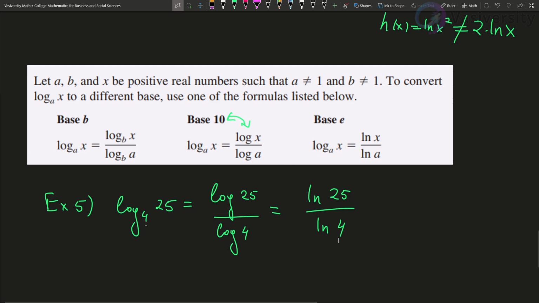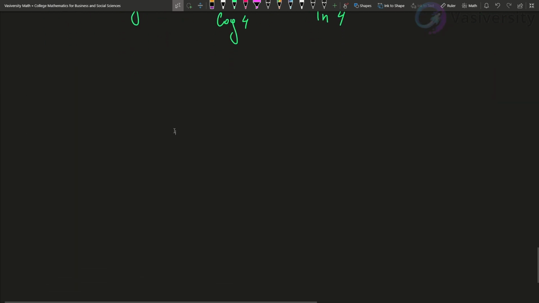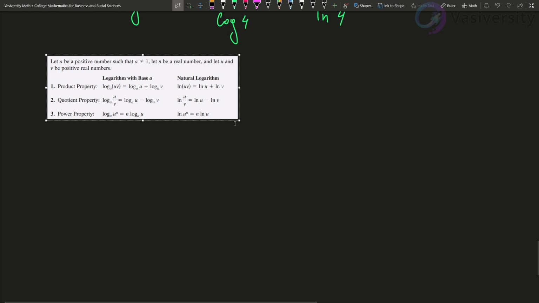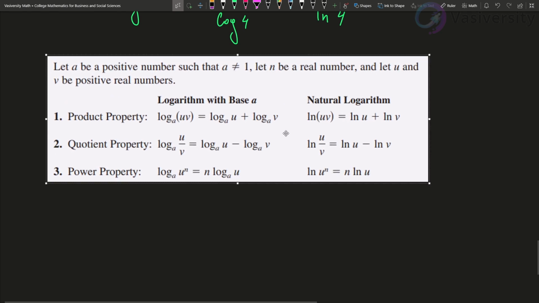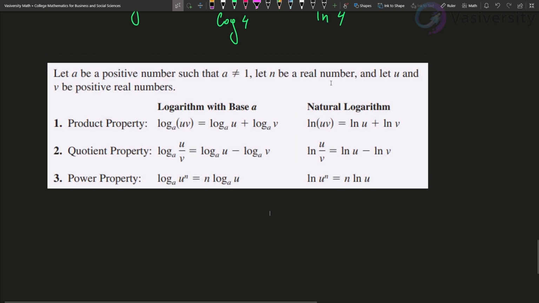So that kind of problem leads us to the intuition of some formulas. Those formulas are going to be as follows. They are probably the most important formulas for logarithms to learn and remember how to use. So once again, let a be a positive number such that a is not equal to 1, and let n be a real number, and let u and v be positive real numbers. So then the product property of logarithms: if you have logarithm base a of u times v, then we have logarithm base a of u plus logarithm base a of v.